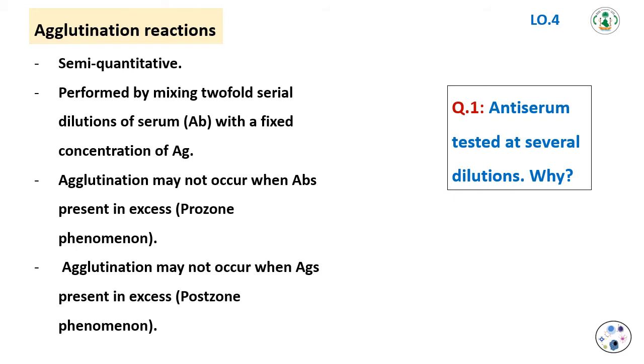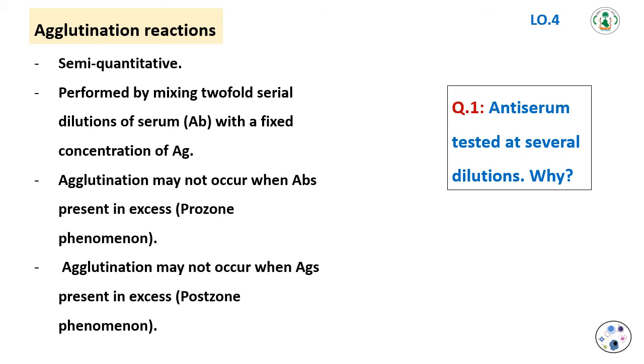Here are some examples of agglutination reactions. The agglutination reactions are characterized by these features: they are semi-quantitative, performed by mixing two-fold serial dilutions of serum antibody with a fixed concentration of antigen.